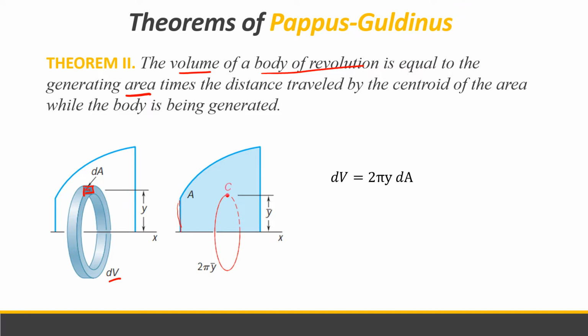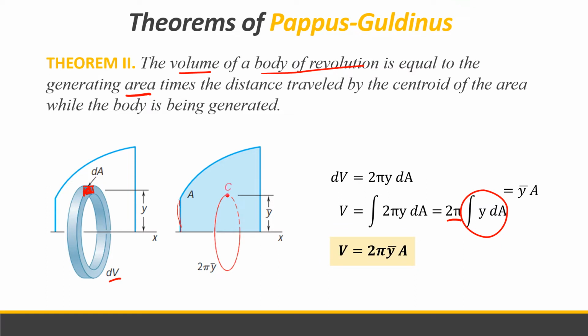So, this is the elemental area, and then its distance is y. So, that is the differential volume. So, you integrate, and it becomes the integral of 2 pi y dA. The 2 pi is constant, so we take it out of the integral. So, what remains is the integral of y dA. From our previous discussions, the integral of y dA is equal to y bar A. So, we will substitute this value into the integral. So, our volume is equal to 2 pi y bar A. So, that is theorem 2.